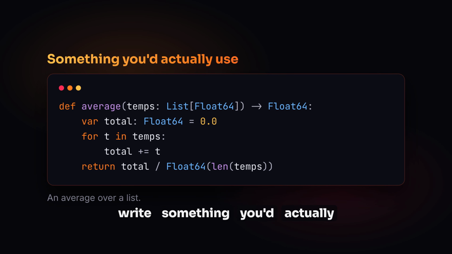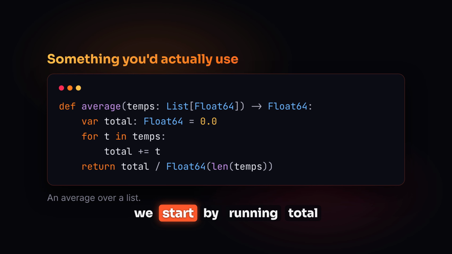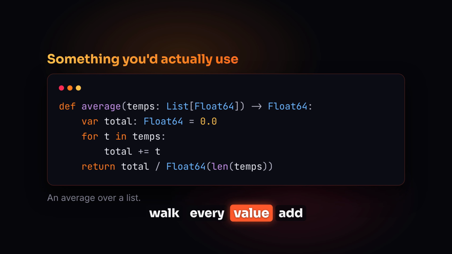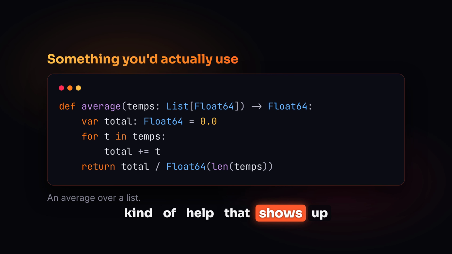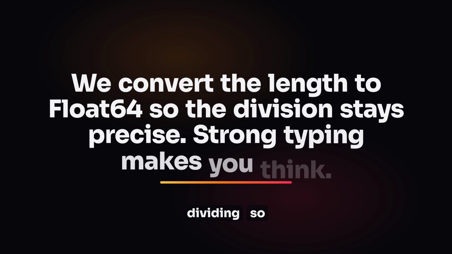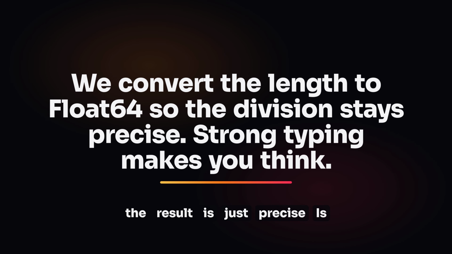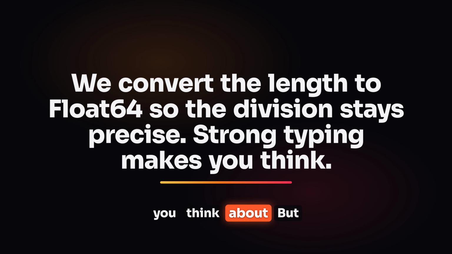Let's write something you would actually use. An average over a list. So we start a running total, walk every value, add it up, and then divide. The kind of helper that shows up constantly in data work. Notice we convert the length to a Float64 before dividing, so the result stays precise. A small detail here, but exactly the kind strong typing makes you think about.